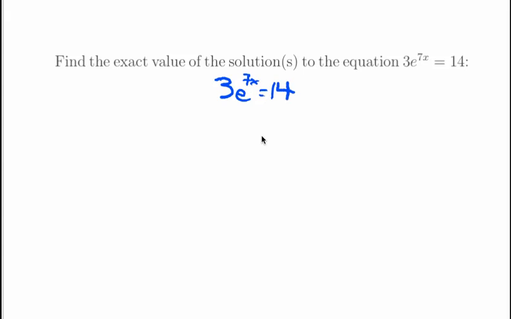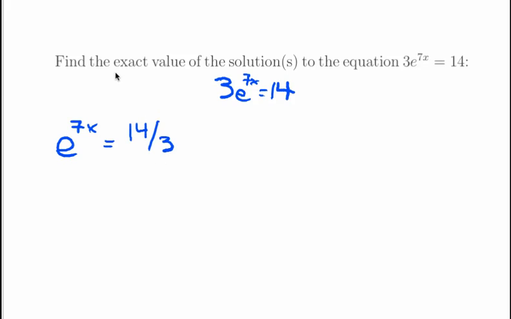Now, with any equation solving situation, the idea is to just gradually undo the operations that keep x from being isolated. The first thing that is happening here is this multiplication by 3 times the e to the 7x. So the way we'd undo that is simply to divide by 3. So the first step would be to divide by 3. I'm going to move all this stuff over here. So dividing by 3 on both sides would give me e to the 7x equals 14 thirds.